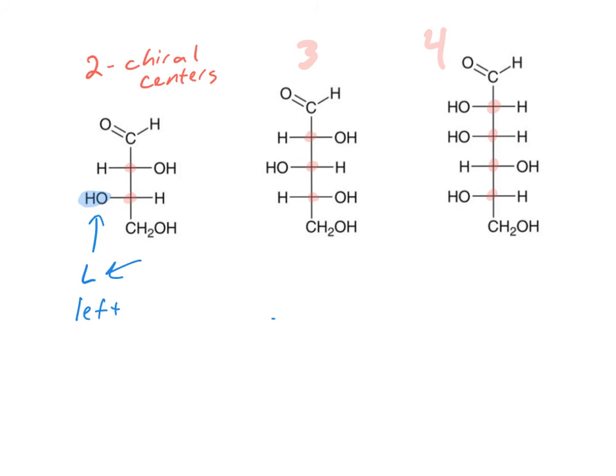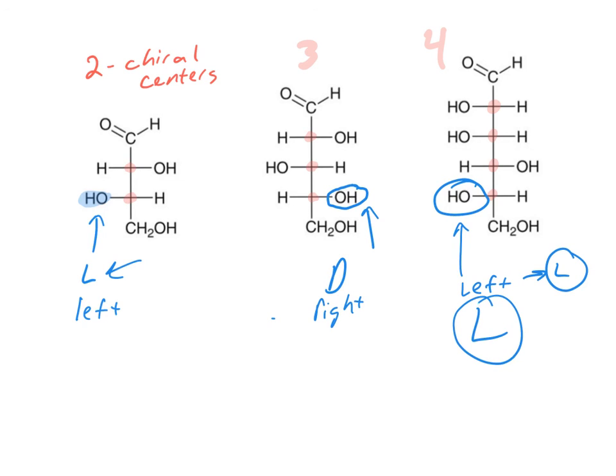All right. We can do the same thing on the next one. In this case, the OH is on the right. Remember, it's always the farthest one down. All right, so the farthest one away. And now in this case, it's on the right. So hopefully all of you got that this was a D sugar, okay, because it was on the right. And then the same for the last one. We find the one farthest down to the bottom. It's on the left. So that makes it an L. All right, so it's an L sugar.